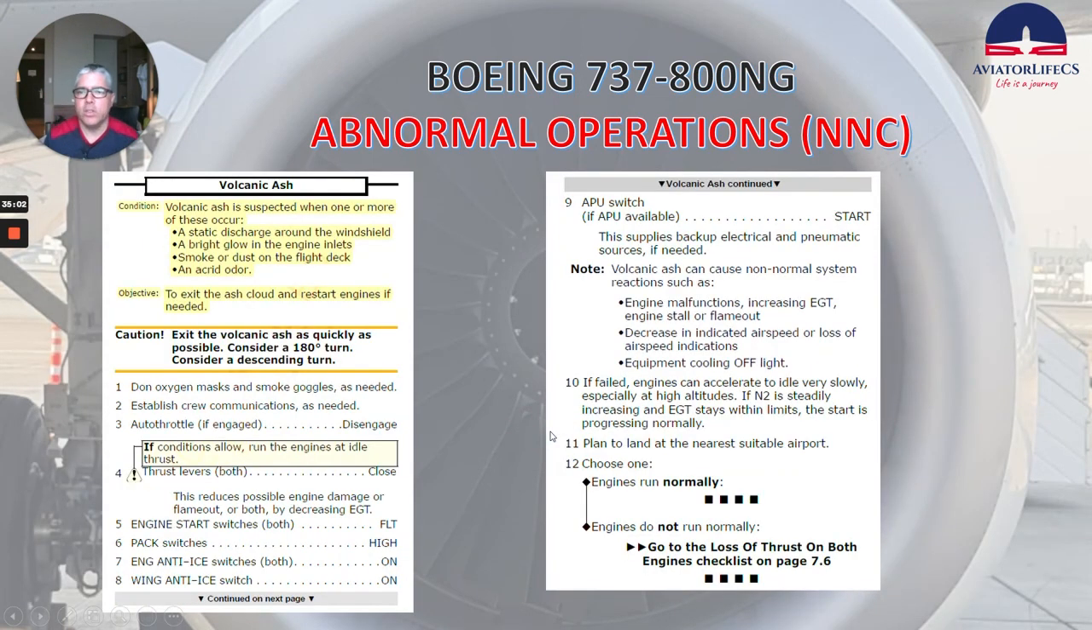Volcanic ash. Condition: volcanic ash is suspected when one or more of these occur: a static discharge around the windshield, a bright glow in the engine inlets, smoke or dust on the flight deck, and an acrid odor. The objective is to exit the ash cloud and restart engines if needed. So there is a caution here: exit the volcanic ash as quickly as possible. Consider a 180 degree turn. Consider a descending turn. And here you have the checklist for volcanic ash.